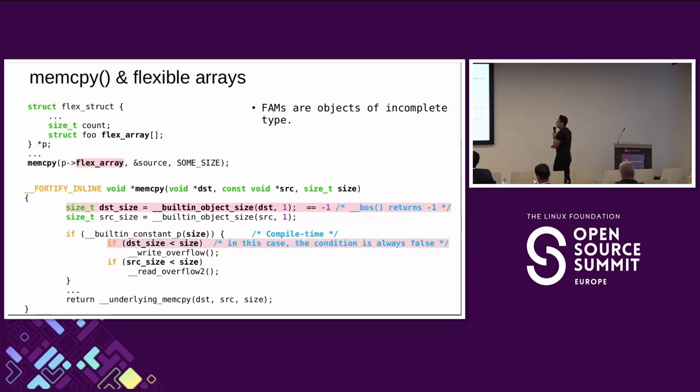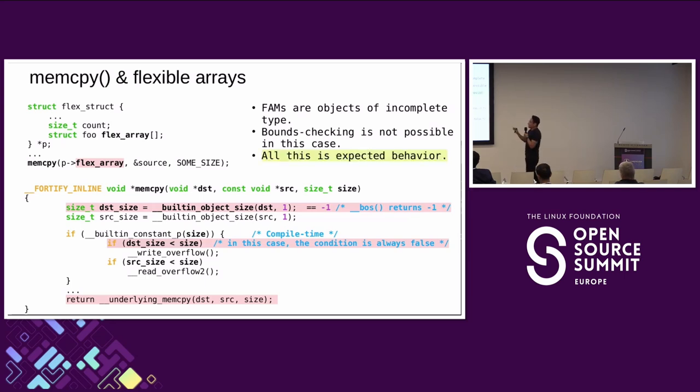Okay, when that happens, destination size is going to turn into a really big number, and this condition is always going to be false. So bounds checking is not possible in this case, of course, and the code is going to fall through all the way down to the execution of memcpy, right? That's it. So this is expected behavior, because at this point we cannot do anything about it. We cannot sanity check a flexible array member because the compilers don't have the infrastructure to help us, right?